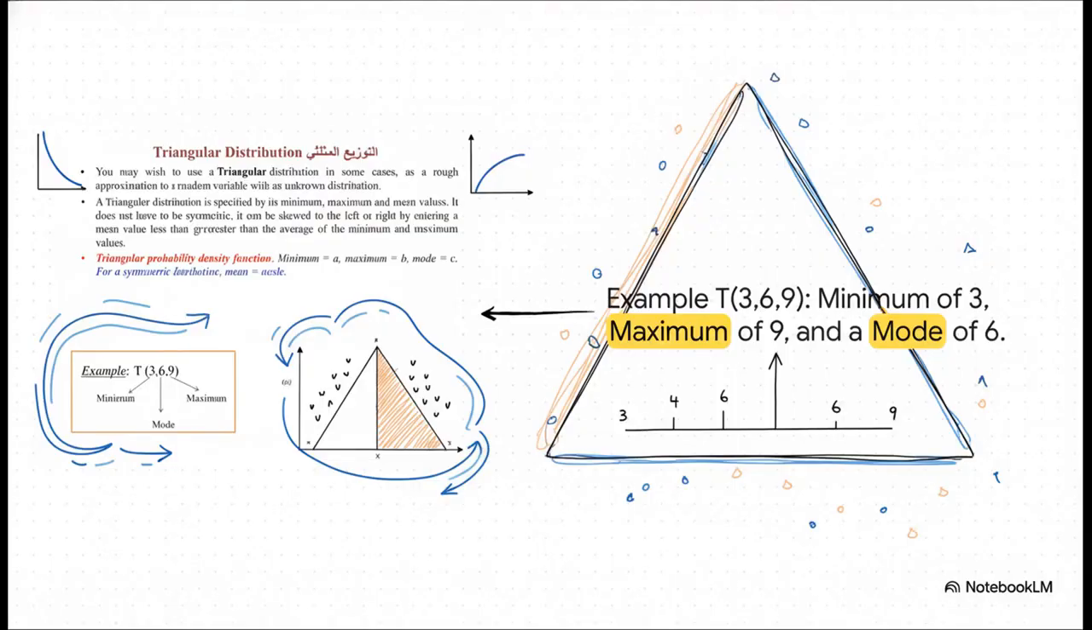Just look at this graph. It's so intuitive, right? You have A, the minimum value, B, the maximum, and C, the mode, which forms the peak of the triangle. So in our example here, T(3, 6, 9), we're basically saying the value is going to be at least 3, at most 9, but it's most likely to be 6. And what's great is that it doesn't even have to be symmetrical, which is perfect for messy real-world estimates.